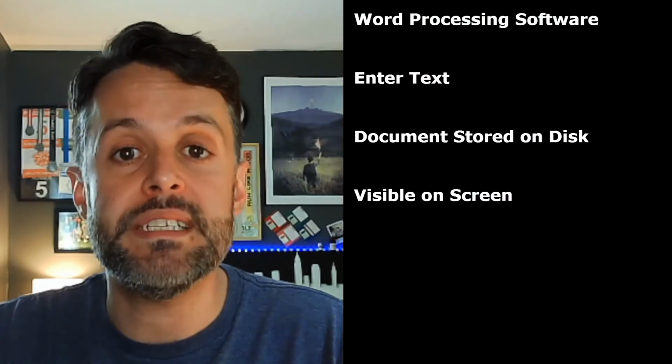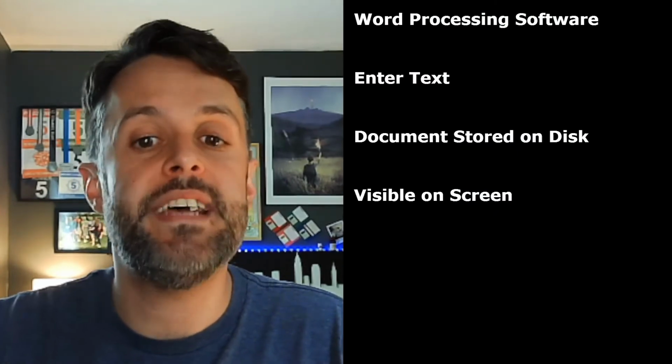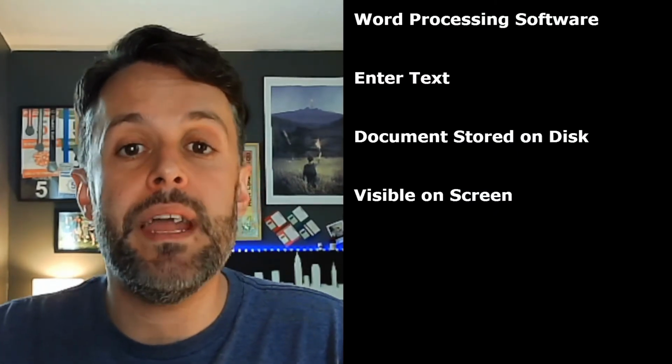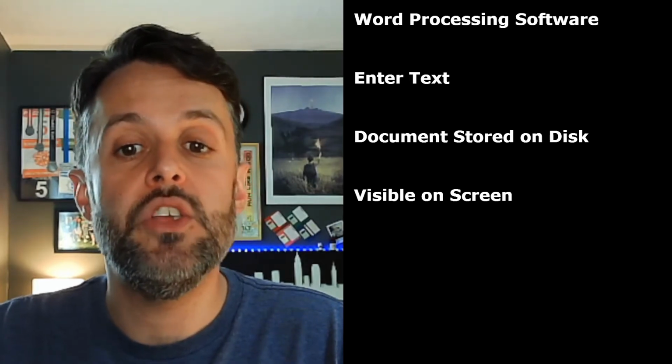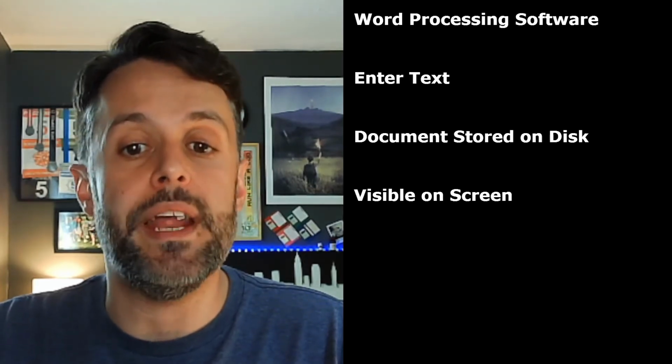Now, you could be excused for asking yourself why I've spent so long on this explanation. To answer that question, let's go back to our word processor example. So to review, we've got the basics. We've got some word processing software. You're entering some text. The document you're typing is stored on a disk. You can see that document on your screen.